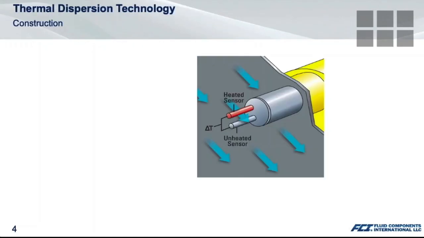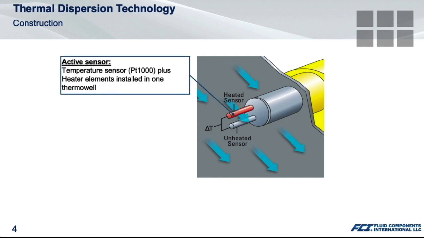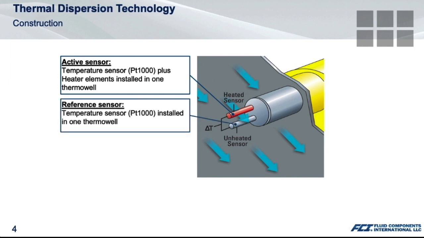How is it constructed? We have a flow element, and here you see a picture of the flow element inserted into a pipe, into the media, and at the tip of the flow element, there are two thermal wells. Inside the thermal wells are two RTDs. One of the RTDs is an active RTD. The temperature sensor, Platinum 1000 ohm, has a heater element installed in the thermal well with the RTD, raising the temperature above the process media temperature.